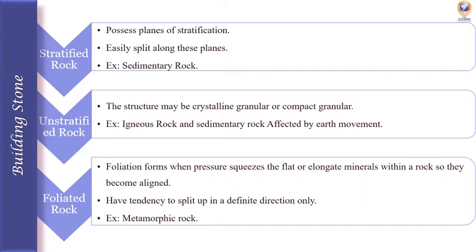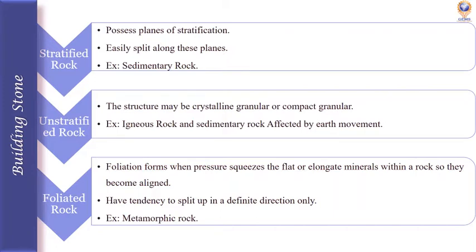Unstratified rocks. Unstratified rocks have a crystalline granular or compact granular structure. They possess a similar kind of structure throughout their whole body. Most igneous rocks and some sedimentary rocks affected by earth movement come under unstratified rocks. Marble and granite are examples of unstratified rocks.